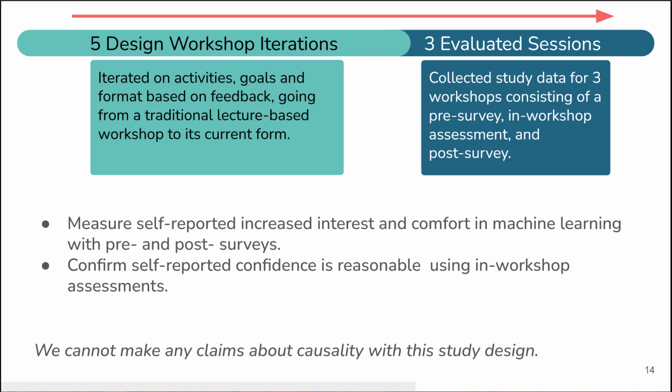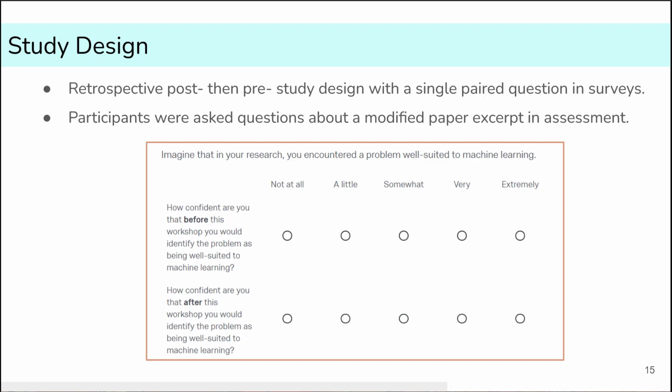For each of these 3 iterations of the workshop, we collected a pre-survey, an in-workshop assessment, and a post-survey. We decided not to do a pre-assessment because we were worried that asking participants to do too much might discourage people from actually taking the workshop. So though we can't make any claims about causality, what we focus on are self-reported increases in interest or comfort in machine learning. And then we use the in-workshop skills assessment to confirm whether or not any post-workshop gains in confidence are justified. So in terms of these self-reported questions, what we used is a retrospective post-then-pre design.